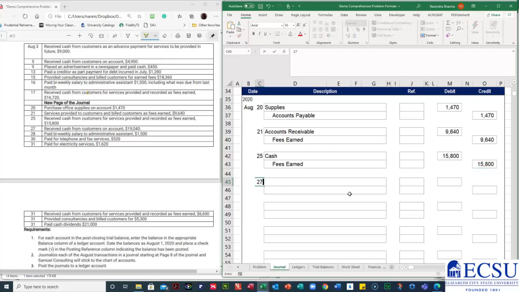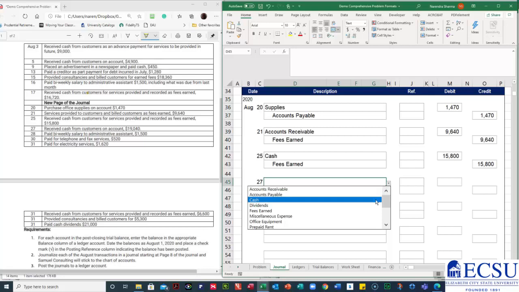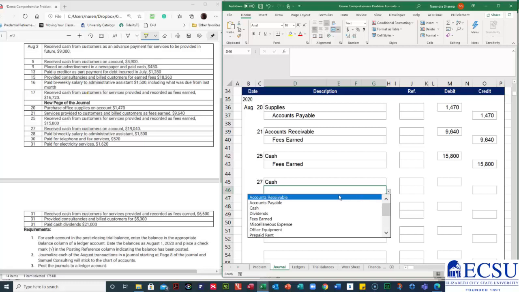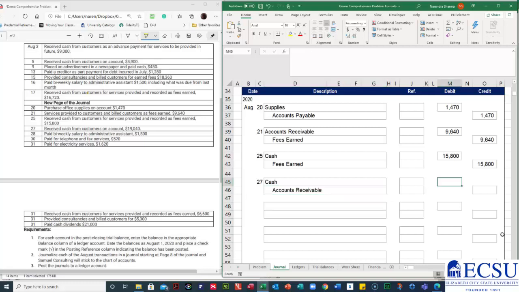Next transaction is 27, and it says received cash from customers. So of course, received cash from customers. Now, whenever that's customers, I have to consider that as accounts receivable. The receiving amount is 19,040 and 19,040. Okay, so that is your 27th journal. Now next is 28.